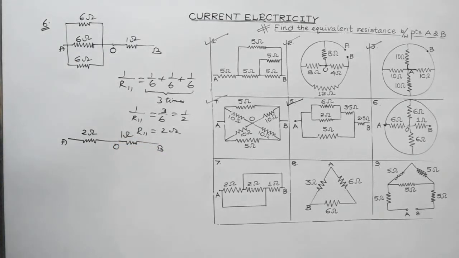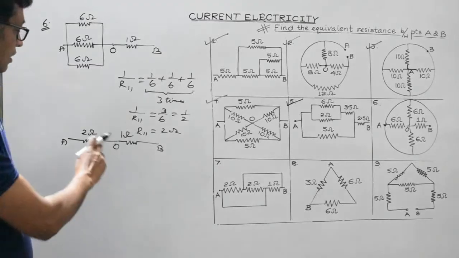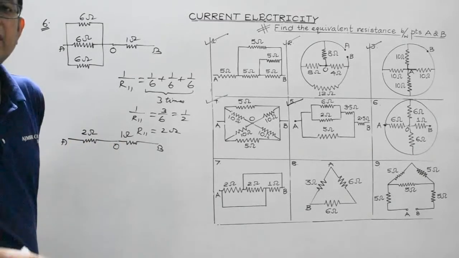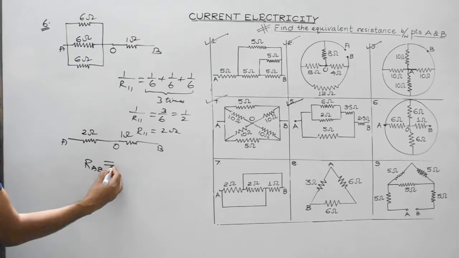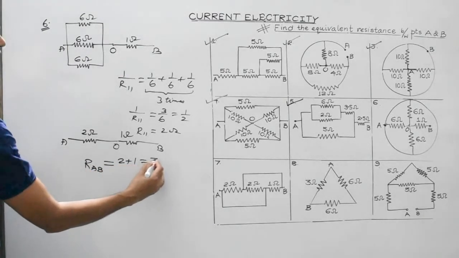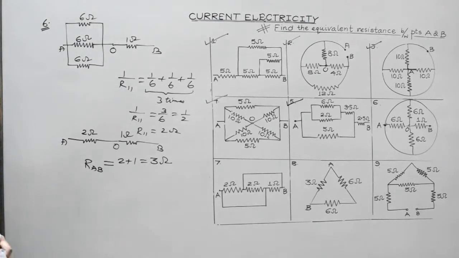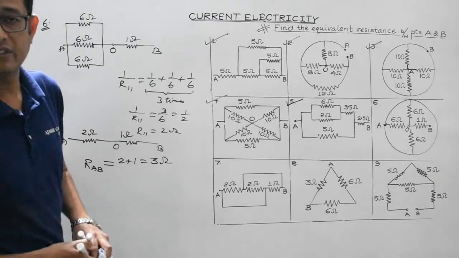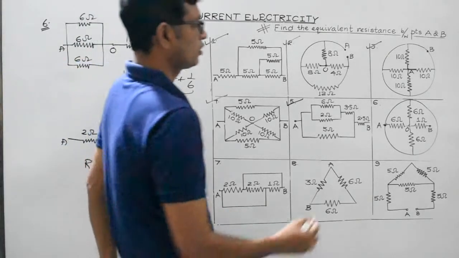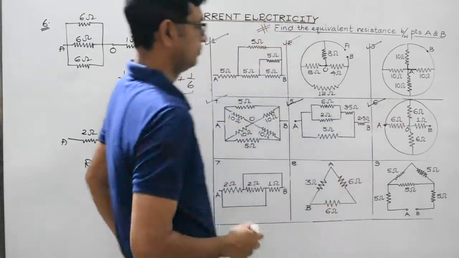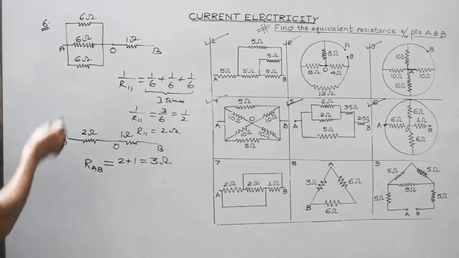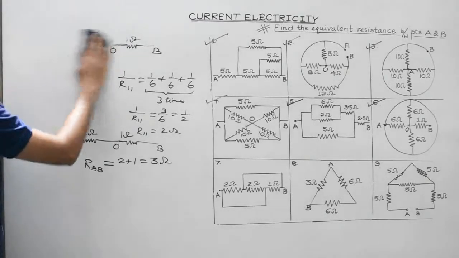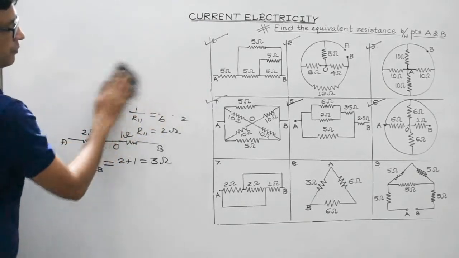Right? Now it's very simple. These two, 2 and 1 ohm, are connected in series. Therefore, the equivalent resistance between the points A and B would be 2 plus 1, that is 3 ohm. Got it, students? So, we are done with question number 6 as well. Let's concentrate on question number 7.